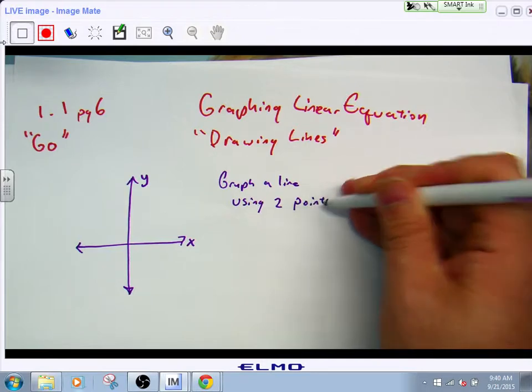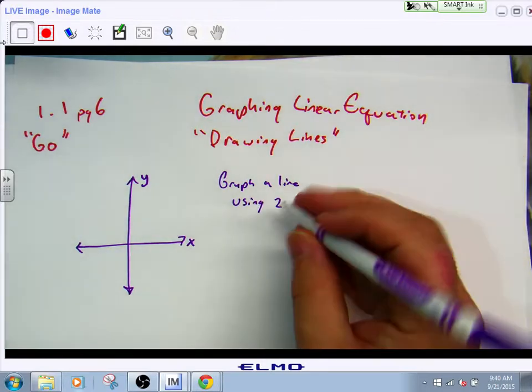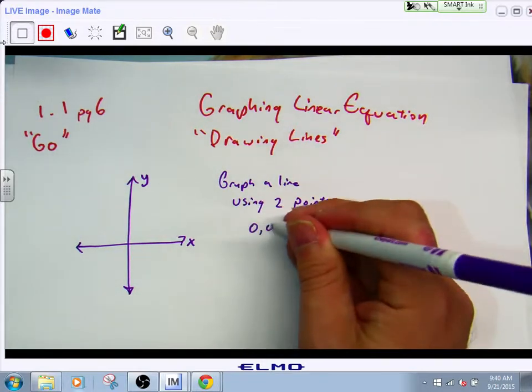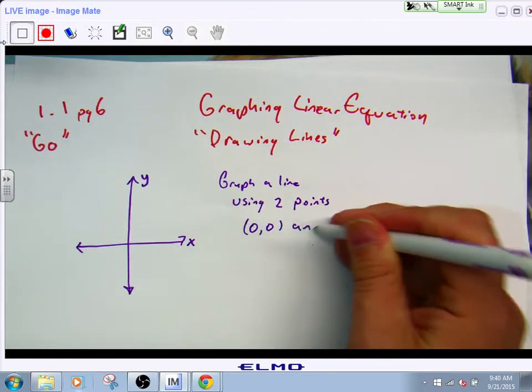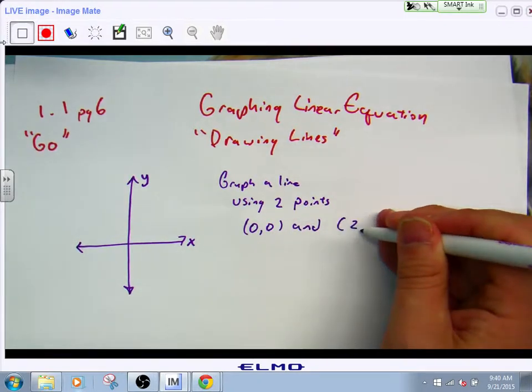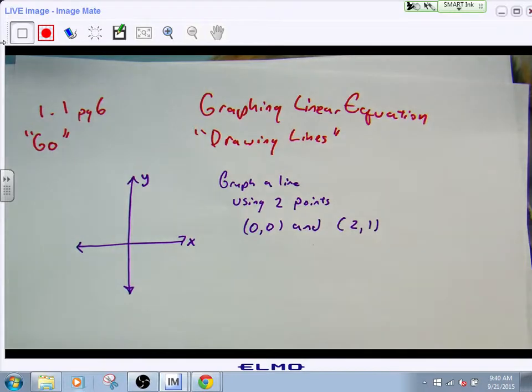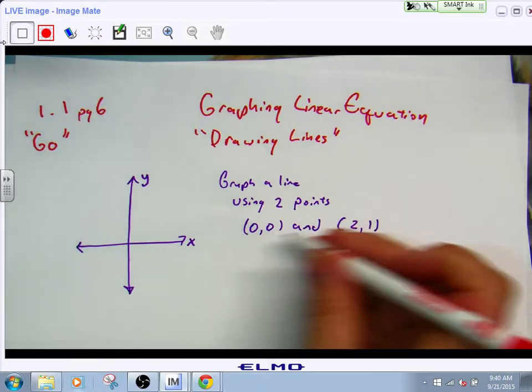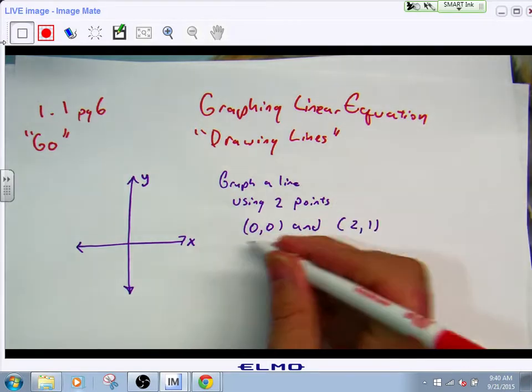So say, for example, we were given the point (0, 0) and the point (2, 1). Okay? So whenever we're graphing, anytime we're given an ordered pair, because that's what this is called.